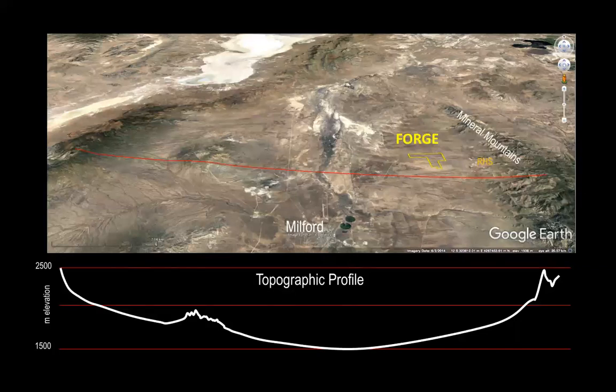This Google Earth image looks north and provides a perspective of the whole northern Milford Valley. The JTAHFORGE site is located here, and it is about 5 kilometers west of Roosevelt Hot Springs, which is located here. You can see the Mineral Mountains and its northern extent, and the town of Milford.